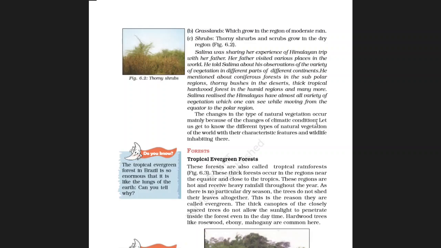Let us get to know the different types of natural vegetation of the world with their characteristic features and the wildlife inhabiting there. What types of vegetation grow, and what animals are living in each forest. Is that clear?